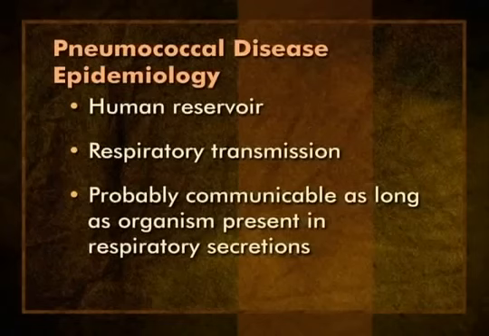Transmission probably occurs mostly from asymptomatic colonized persons by respiratory droplets. For this reason, a vaccine that could reduce nasopharyngeal colonization could indirectly protect unvaccinated contacts. The communicability of pneumococci is not known with certainty, but transmission can probably occur as long as the organism is present in respiratory secretions.